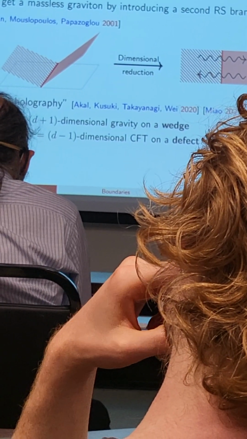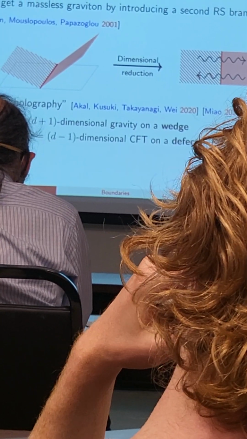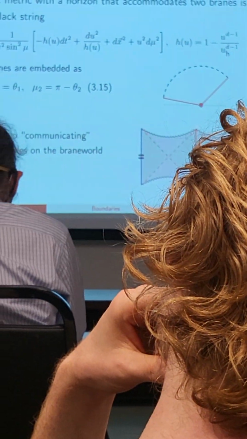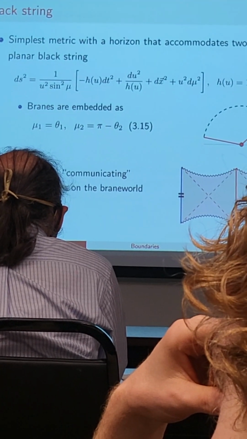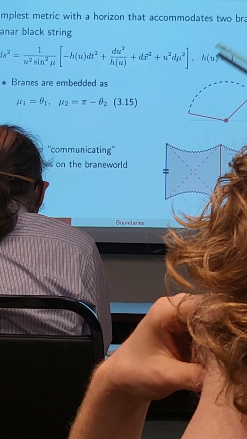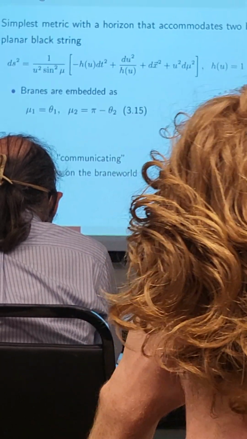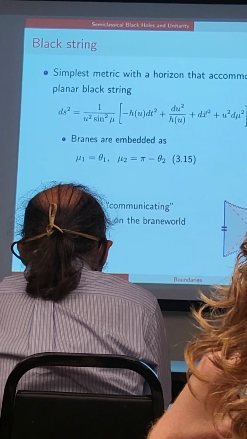So that equivalence between the bulk and the boundary has also been referred to recently as wedge holography, or codimension 2 holography. The simplest metric with some sort of horizon where we can try and have some semblance of that thought experiment from before, that's compatible with two branes, is this black string metric, which is written here. With this metric, you can plug it into those RS equations determining the embedding of the brane. And all you get is that you can just take constant mu, constant angle slices as your branes.